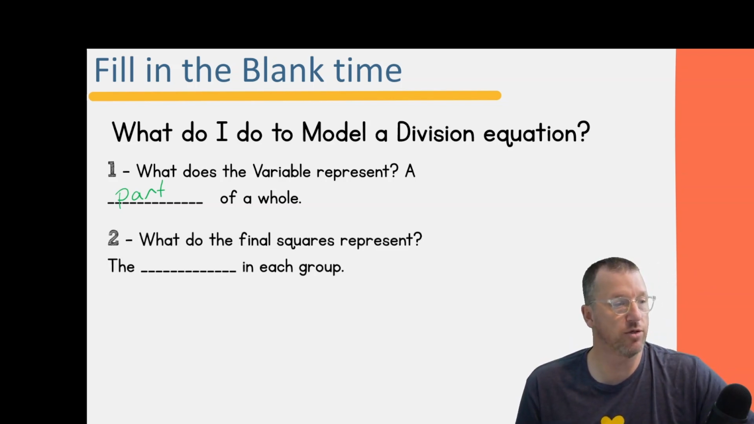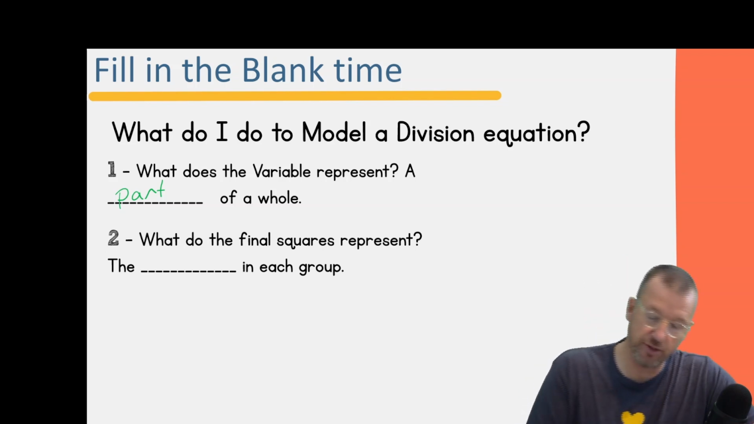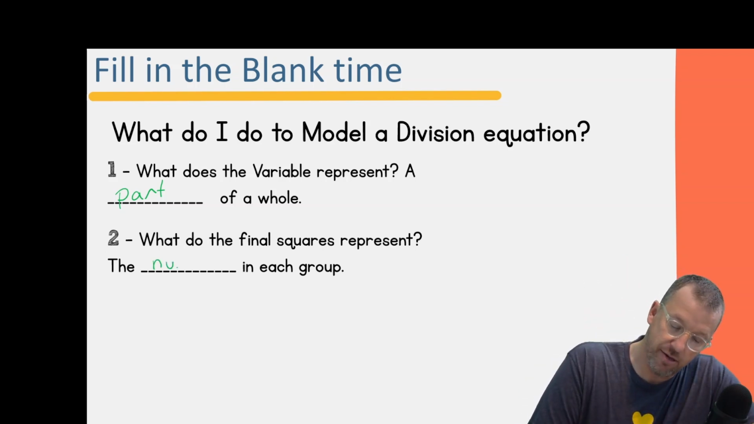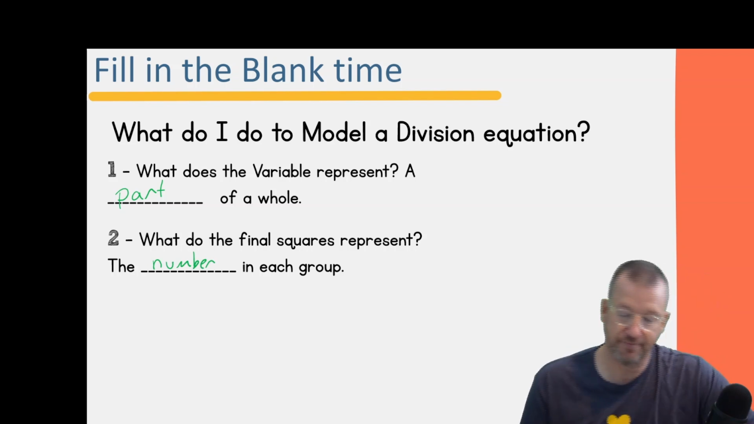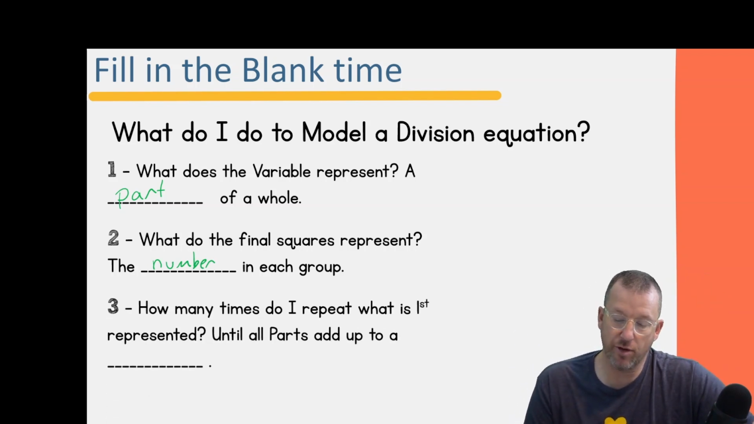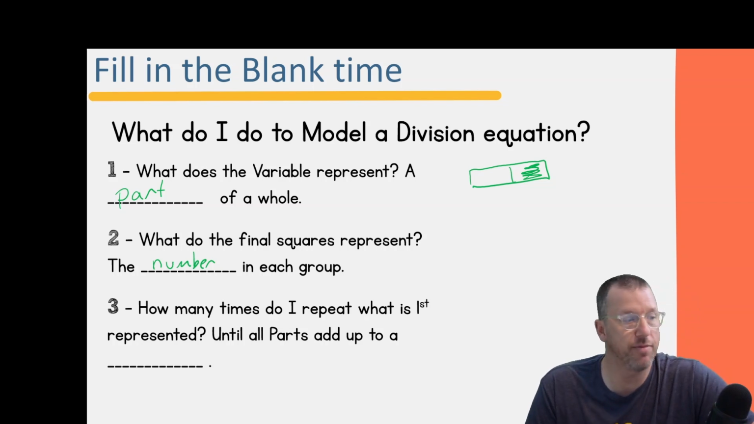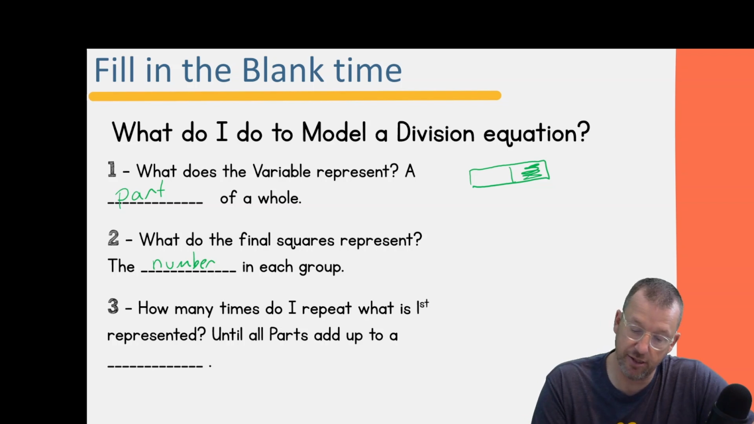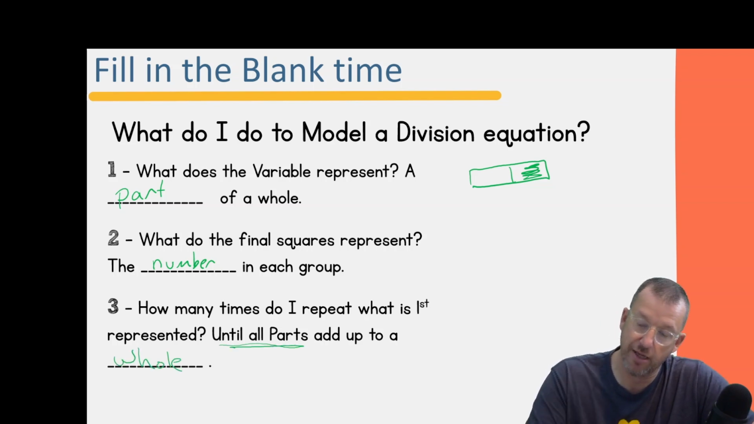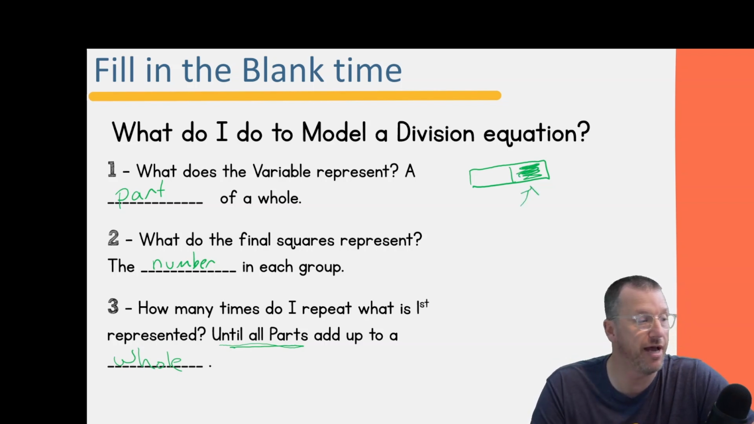So what do the final squares represent? Well, they represent the number in each group. Okay? And how many times do I repeat what is first represented? In other words, that first one, we had this. So how many times do I have to repeat that so that I can find my answer? Well, until all parts add up to a whole. Okay, so this one I doubled because I knew that 1/2 and 1/2 makes a whole.